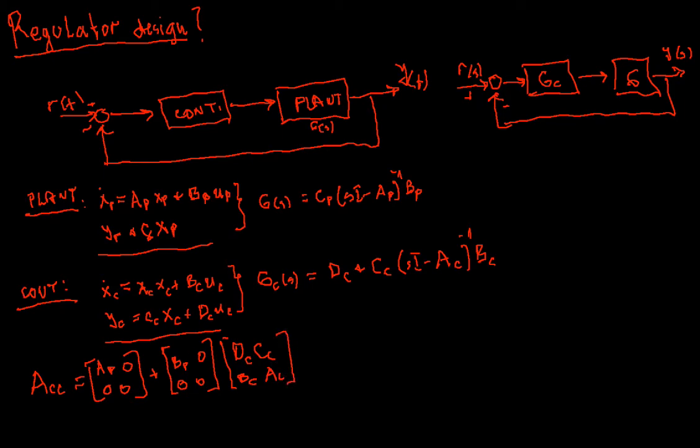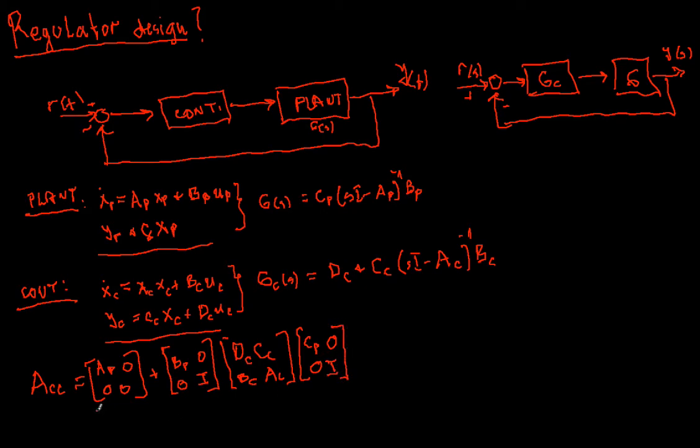I need to make a small correction here. This term here is identity, it's not zero. Here is identity, and this has been demonstrated in the previous lecture. And here we have Cp, 0, 0, identity.